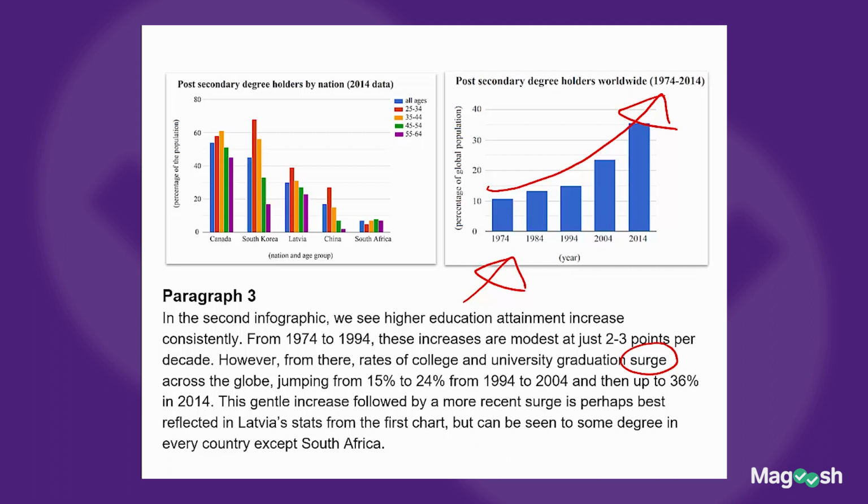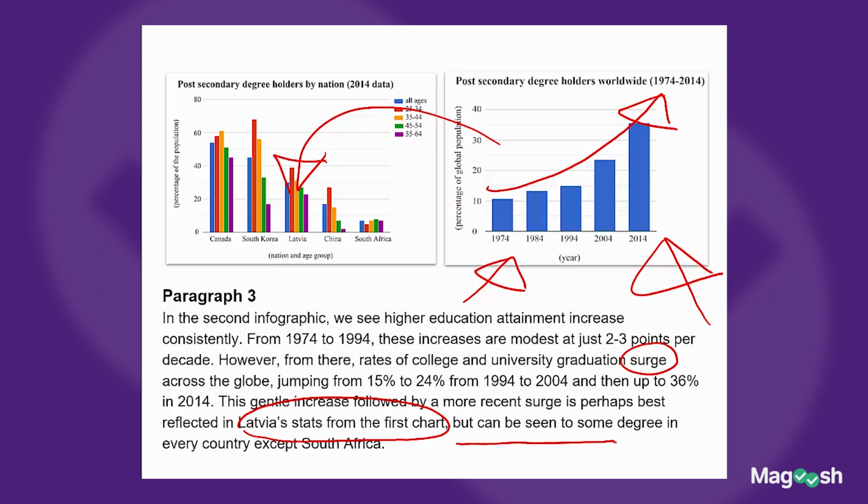Now we get to make a comparison. We talk generally about the really major trend that occurs in the second graph, and then we look back here, okay, which country is it most consistent with? And we can make that comparison. So Latvia is the country that most closely resembles this global trend, but then we can qualify because there are other instances too. And we can say it can be seen to some degree in every country except South Africa. Okay, so this is a good response highlighting the major information, the key data that we've pulled out from both graphs.